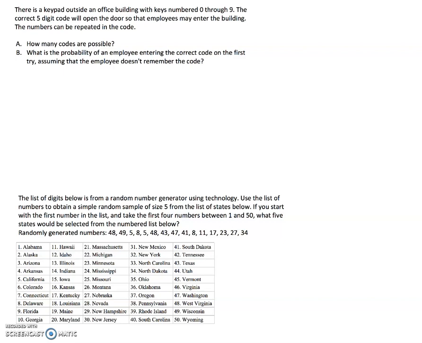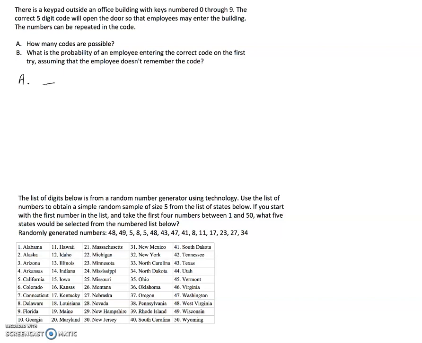So pretend there's a keypad outside an office building with keys numbered 0 through 9. The correct 5-digit code will open the door so that employees may enter the building. The numbers can be repeated in the code. So part A says how many codes are possible.